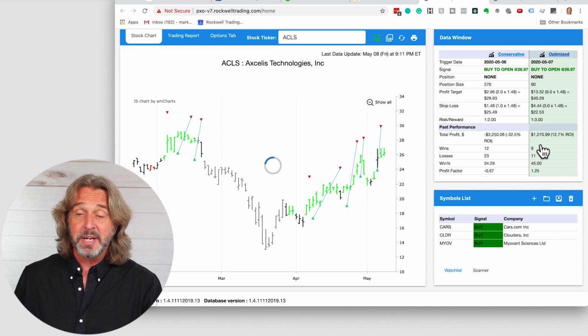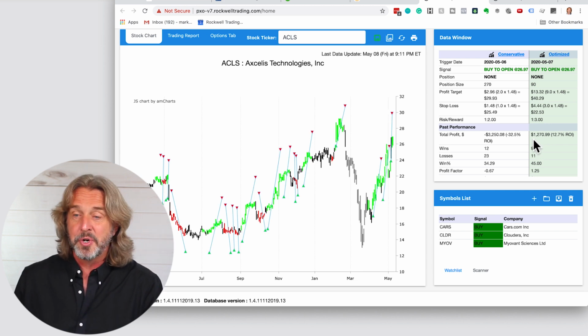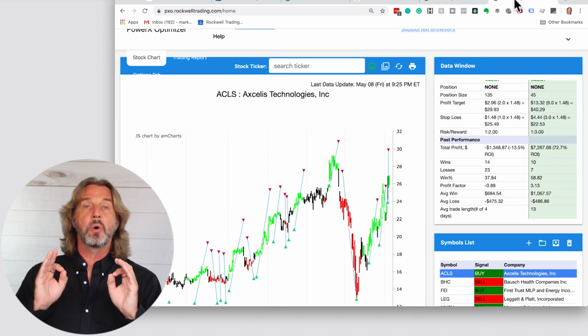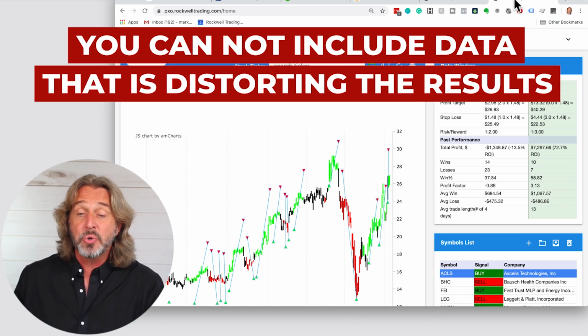By excluding it, the profits go down from, what was it, $7,300 to $1,300. Now you look at the stock again and say, would you trade this stock? Because if you had traded it according to the rules of the PowerX strategy over the past year, you would have only made $1,300. Does this make sense? Let me show you another example because this is why it is so important. You cannot include data that is distorting the results.